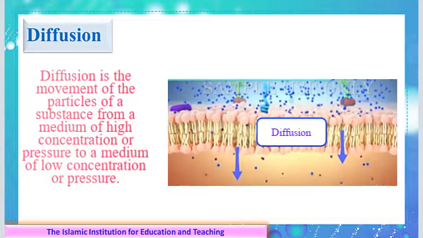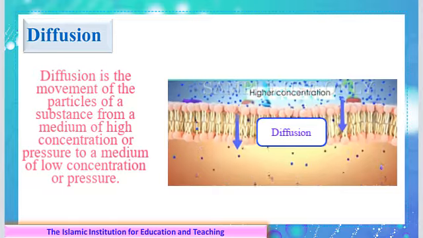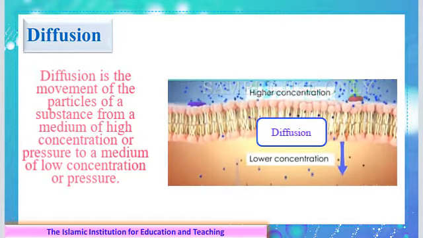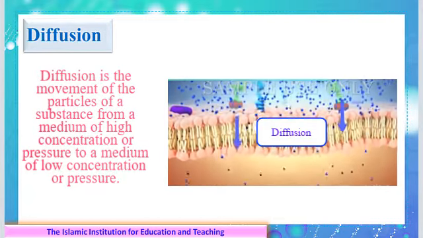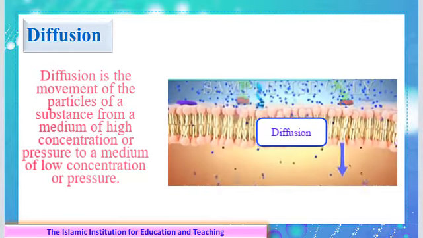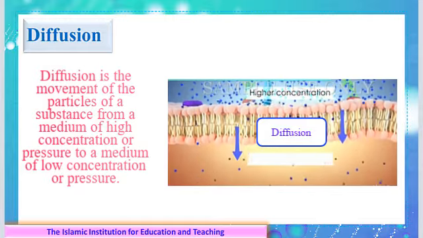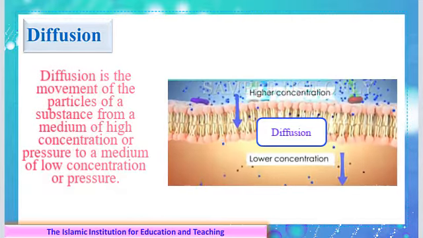The respiratory gaseous exchanges at the level of the lungs take place by diffusion, which is the movement of particles of a substance from a medium of high concentration or pressure to a medium of low concentration or pressure. Look at the following animation. The blue particles are moving downward from the medium of high concentration to the medium of low concentration.